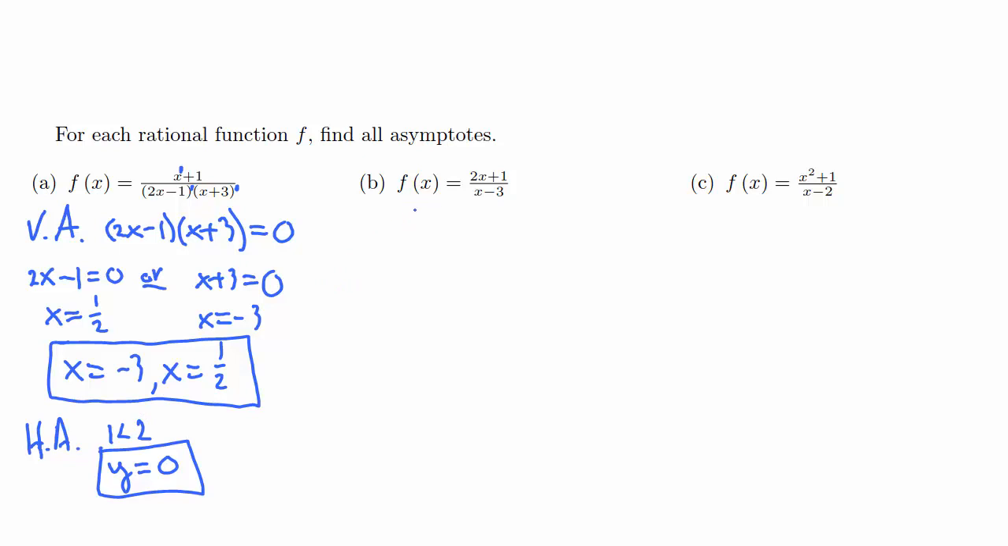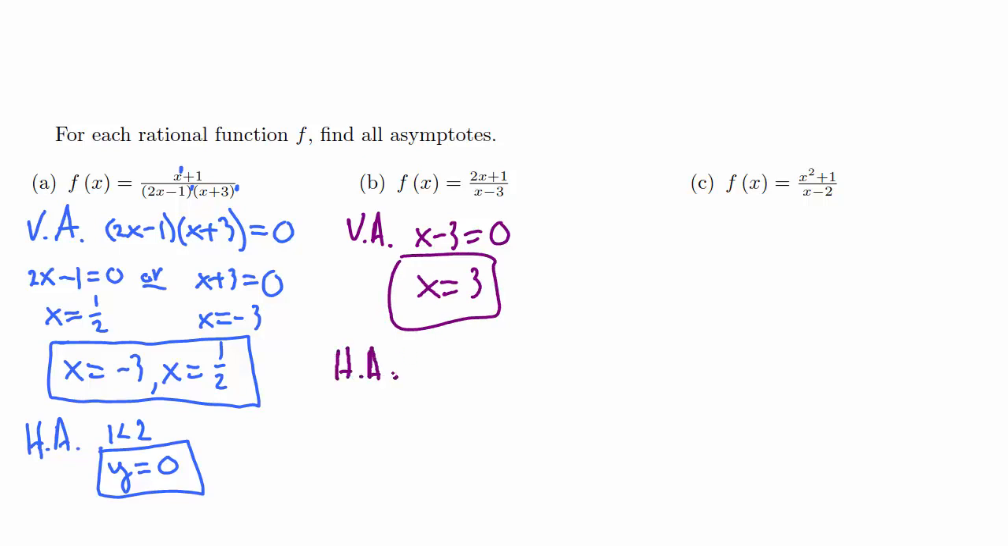Okay, let's look at B. F of x equals 2x plus 1 over x minus 3. Now this time, to find the vertical asymptote, we're going to do the same thing. Set the denominator equal to 0 and solve. Add 3 to both sides. Fantastic, x equals 3. Now, let's look at the horizontal asymptote.